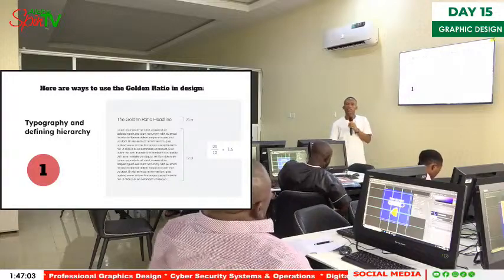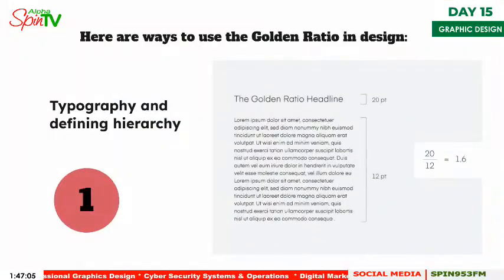I've said it now. When you want to create logos, so you have perfect angles and all those things. So here is the way you can use the golden ratio in typography to define hierarchy. The golden ratio headline, look at it, 20 points. You ask me how. Now, 20 divided by 12 is equal to 1.6, or 1.6184. When you want to approximate to two decimal places, you have 1.61.